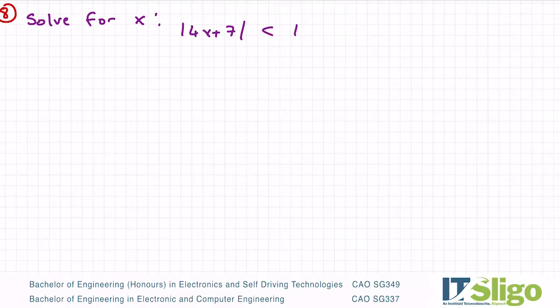Question 8. Solve for x. The modulus of 4x plus 7 is less than 1. Okay, so again, a couple of ways of doing this one. A very common method used is to square both sides. Now, why? Why do we do that?